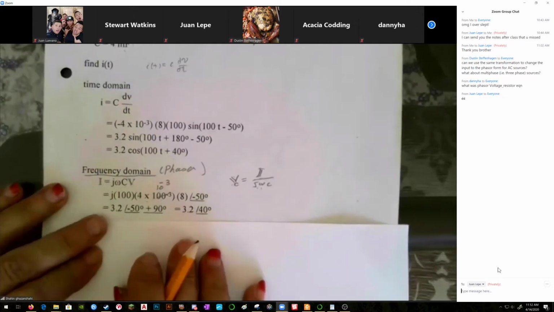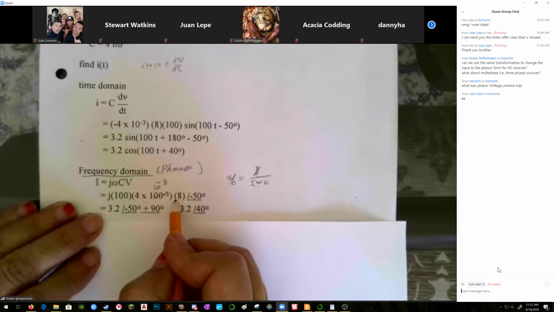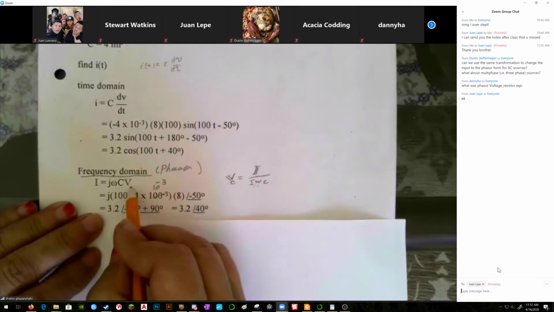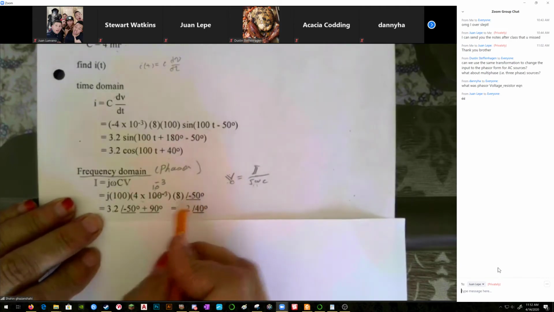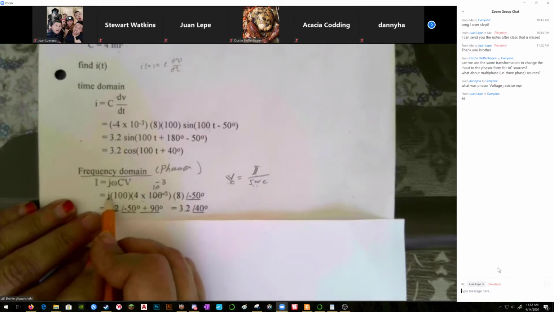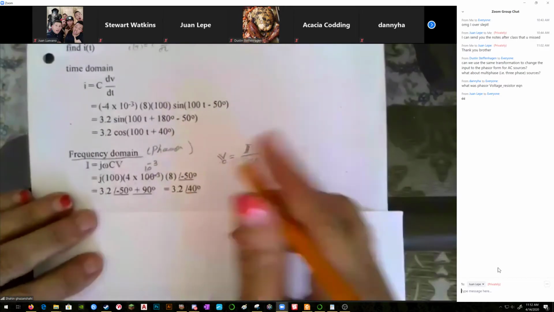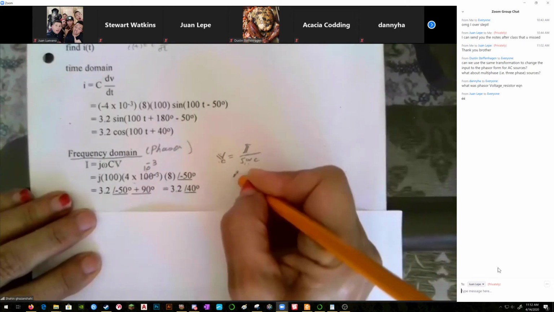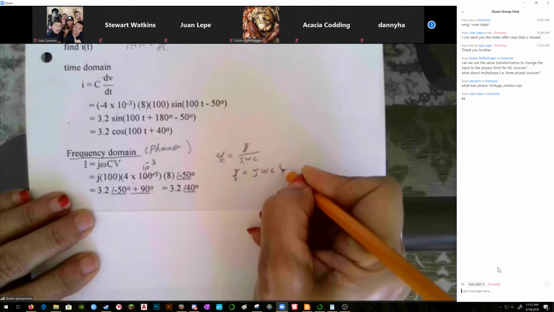10 minus 3, so you put 8 here. The angle for the V is what? Negative 50. Instead of j, you added 90 degrees. Correct? So if I want to do this correctly again, I say my IC is j omega C times voltage.